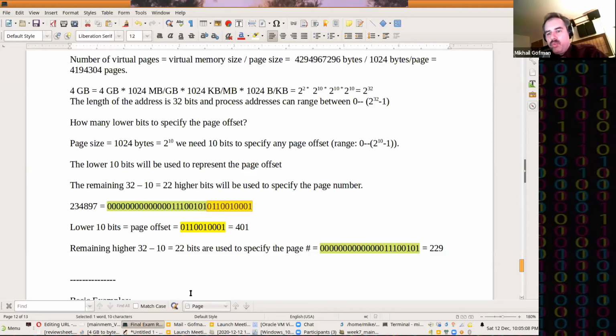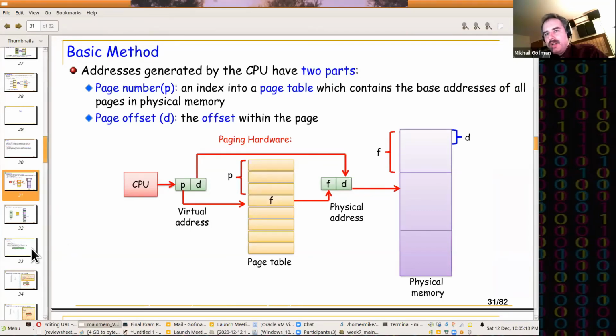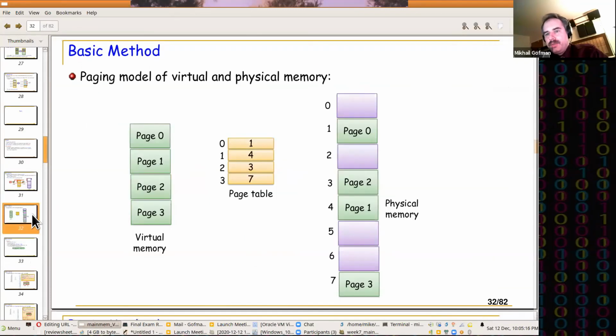What does the offset mean? The offset means the offset within the page. For example, let's say the process wants to access some address, and that address falls on page 0. But in page 0 there are many locations, so the offset specifies where in page 0 the address falls. Make sense? Yeah, where it is on the page. Okay.